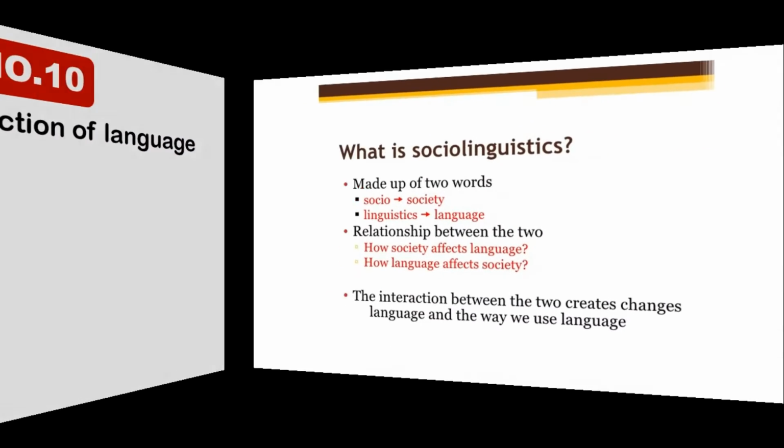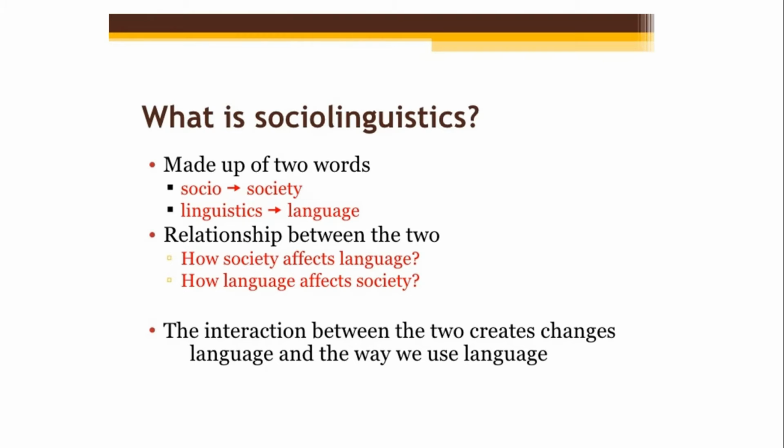Social linguistics. What is social linguistics? It's made up of two words, social, which means society, and linguistics, which means language. Relationship between the two, language and society. How society affects language and how language affects society. The interaction between the two creates changes in language and the way we use language.